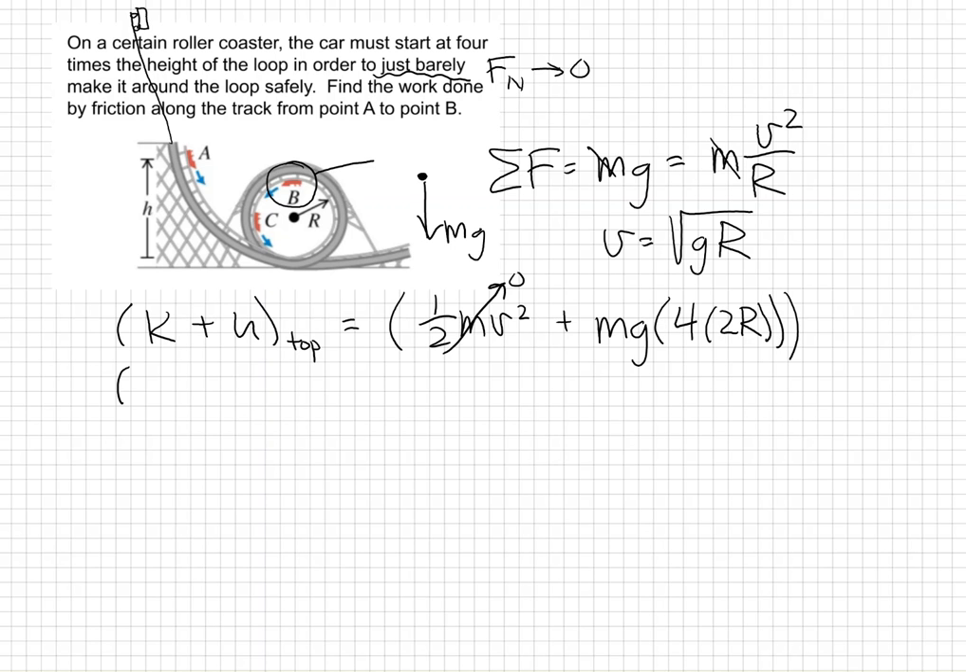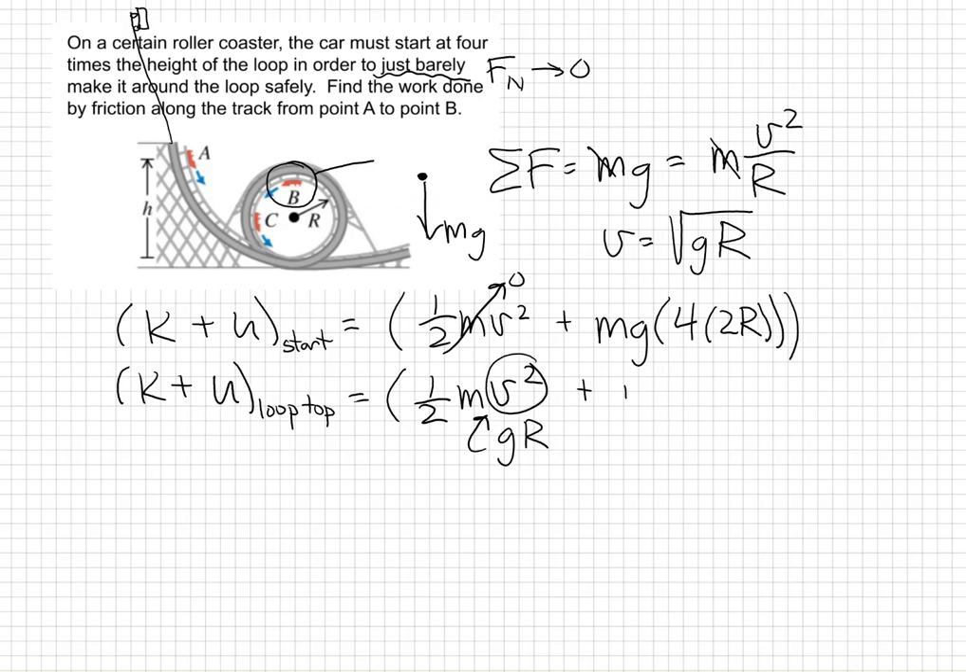So that's the energy at the start. K plus U at the loop top: we have 1/2 mv squared, where v squared is going to be g times r, plus mg, and now you're just 2r above the ground. So what we find is that there's a difference between these two things.